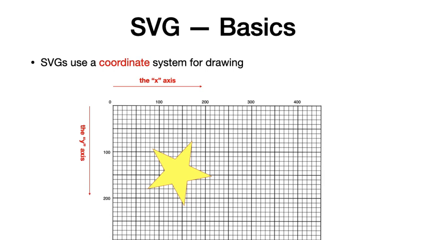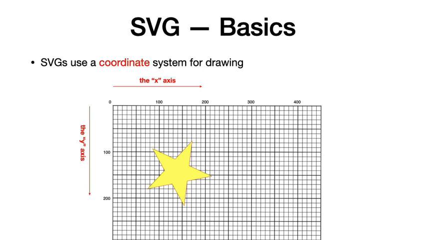So, this is how it works. SVG uses a coordinate system for drawing. You may have learned how to use coordinate systems in high school or even junior high school. Basically, we imagine the world described by pairs of numbers. One set of numbers goes in the horizontal direction. This is called the x-axis. The other set of numbers goes in the vertical direction. This is called the y-axis.